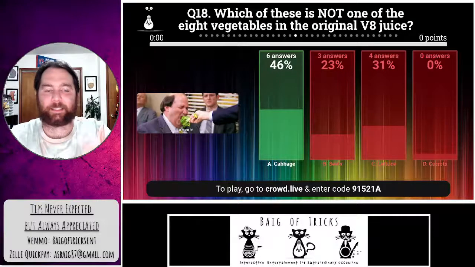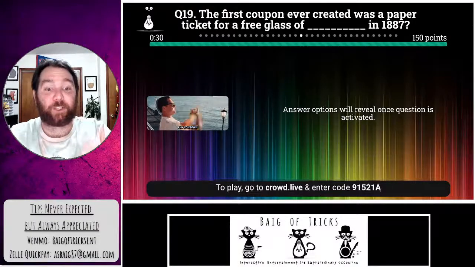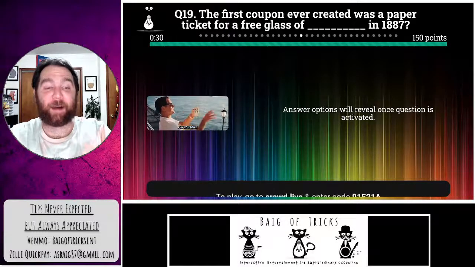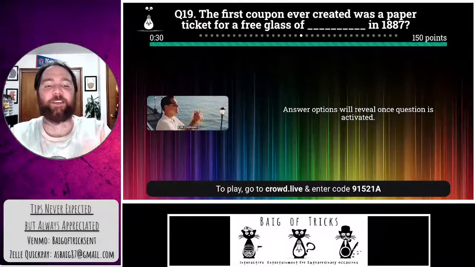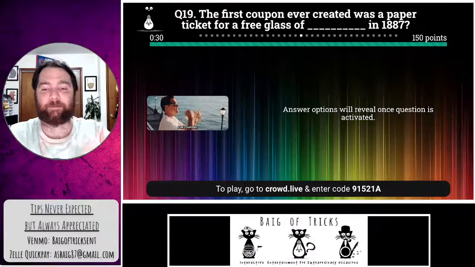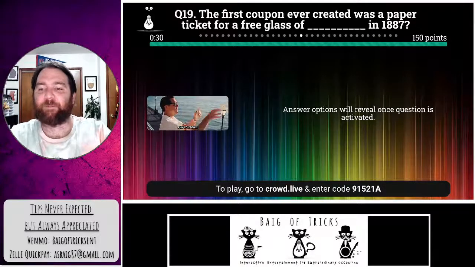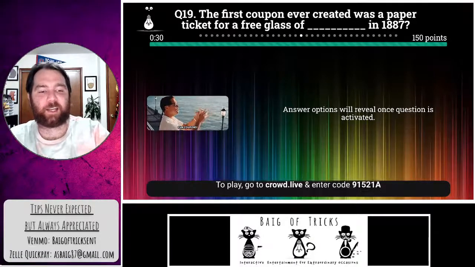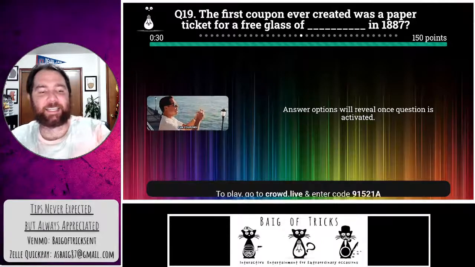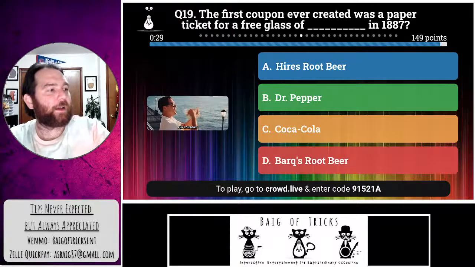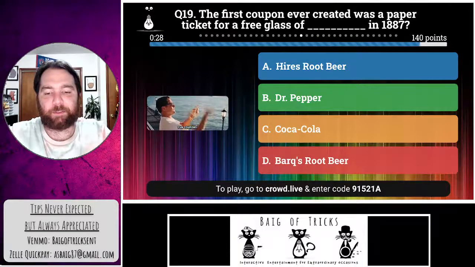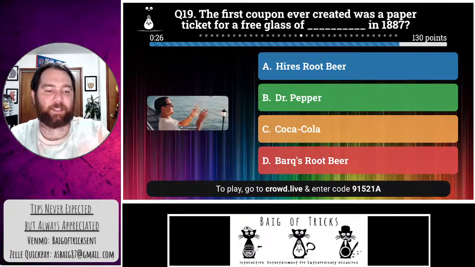Question 19. The first coupon ever created was a paper ticket that would allow you a free glass of what? In 1887, the very first coupon was created by which of these companies for a free glass? Was it Hires Root Beer, Dr Pepper, Coca-Cola, or Barq's Root Beer? Ooh, this is a fun question.